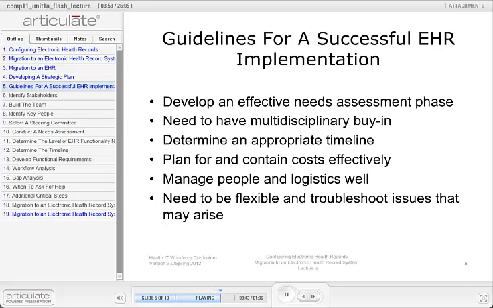An appropriate timeline for implementation should be determined. This will help to define the duration of change and assist in effective cost management. During periods of change, it is especially important for an organization to effectively manage its staff and the logistics of the project. Flexibility and the ability to troubleshoot issues that may arise during periods of change are important characteristics of good management.